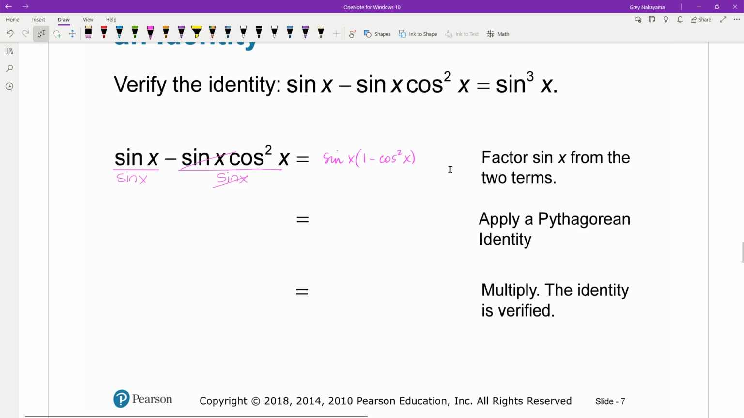So apply Pythagorean identity. 1 minus cosine squared. Whenever you see squared with a 1 minus, then it's some type of Pythagorean identity, so you want to look at that group. 1 minus cosine squared equals sine squared. And then it just says multiply. Sine times sine squared is sine cubed. So we're done with that one.